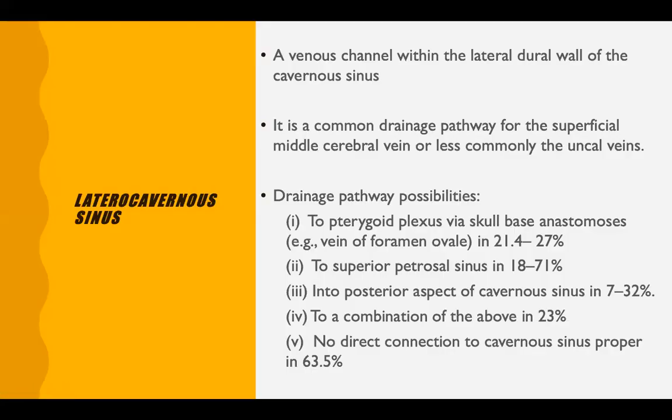Coming to the lateral, last seminar I told in short about the lateral cavernous and the paracavernous sinus. So what is the lateral cavernous sinus? It is a venous channel which lies within the lateral dural wall of the cavernous sinus, isolated from the cavernous sinus. Sometimes the superficial middle cerebral vein or, occasionally, the uncal veins will drain directly into the lateral cavernous sinus instead of the cavernous sinus, and from there it will drain either into the cavernous sinus, or directly to the pterygoid plexus or superior petrosal sinus, or a combination of the above. Sometimes there is no direct connection to the cavernous sinus proper, in around 64% of cases.